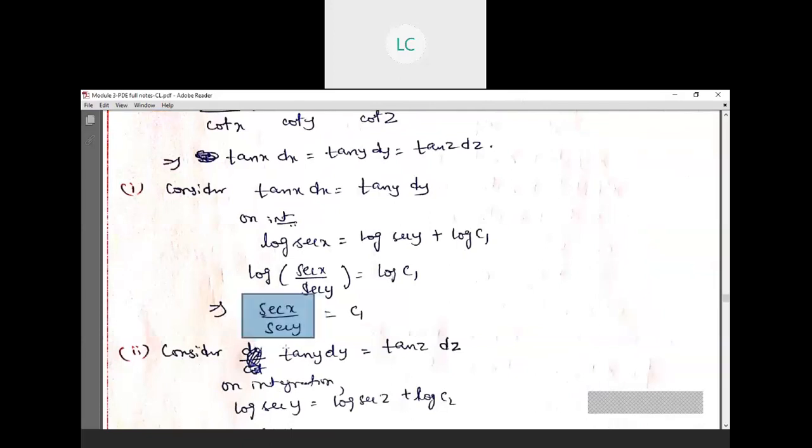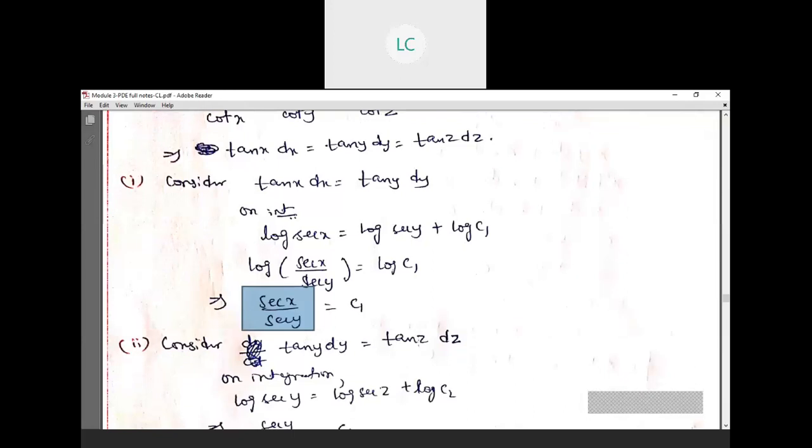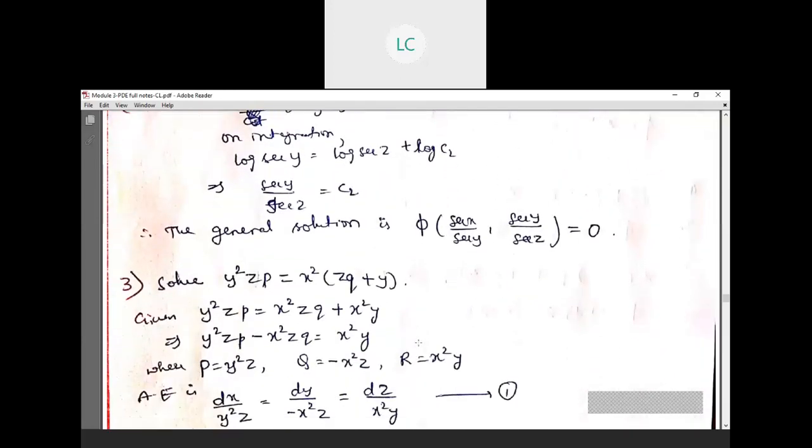Next we should find out v, right? That's why consider another pair: tan y dy equal to tan z dz. After integration we get secant y by secant z is equal to c2. So this represents v. That's why phi of u comma v, phi of secant x by secant y comma secant y by secant z, equals 0. This is the required solution.